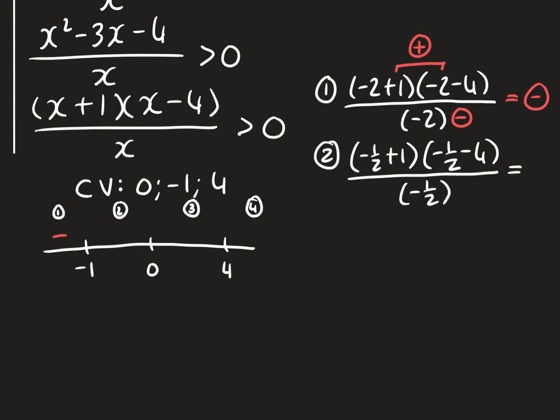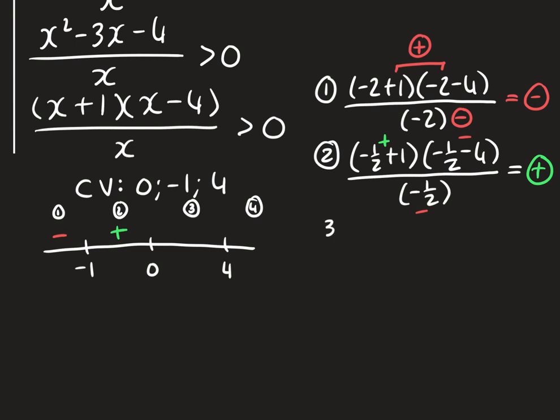Notice how I'm not worrying about the actual value of the fraction. I'm just worrying about the sign because that's what I'm looking for. So that's going to be a minus. So minus a half plus 1 is going to be a positive. Okay, so this is going to be a plus. This is going to be a minus, and this is going to be a minus. So these times together gives me a minus. Minus over a minus is a plus. Okay, so this is a positive region.